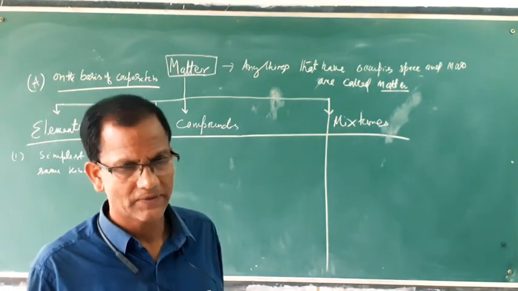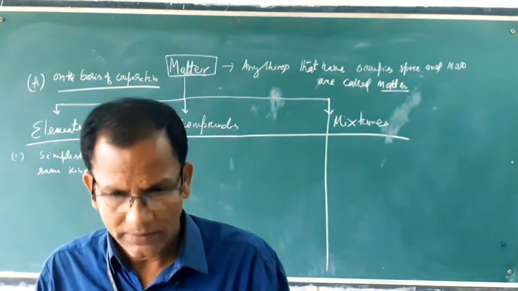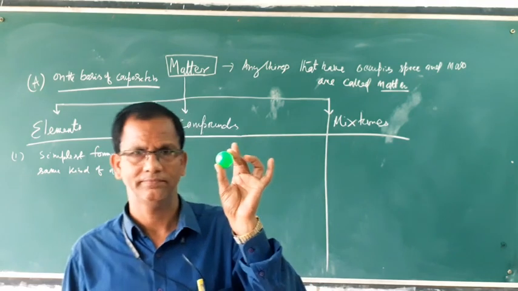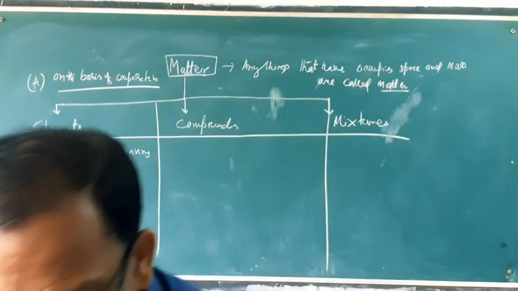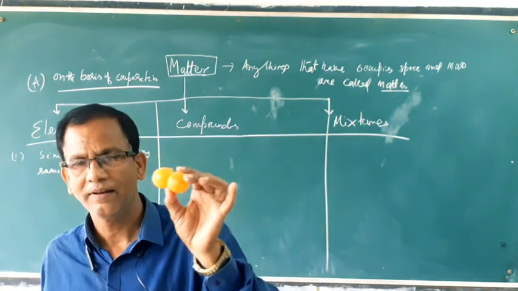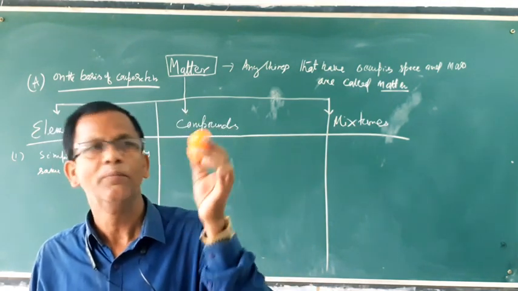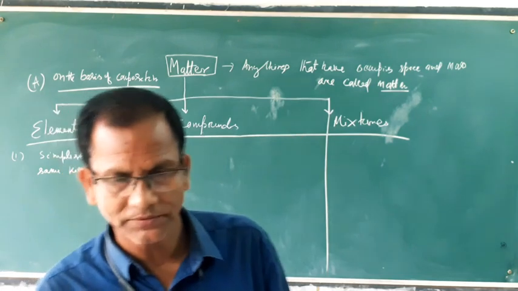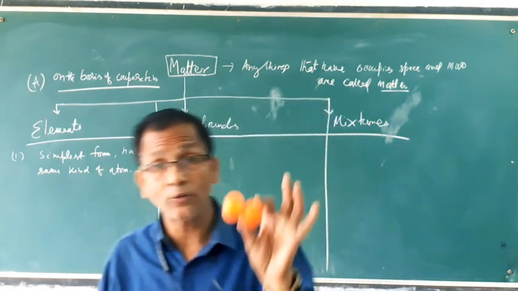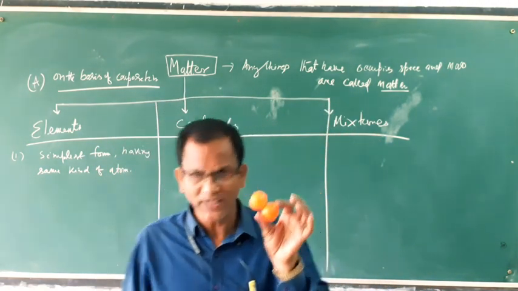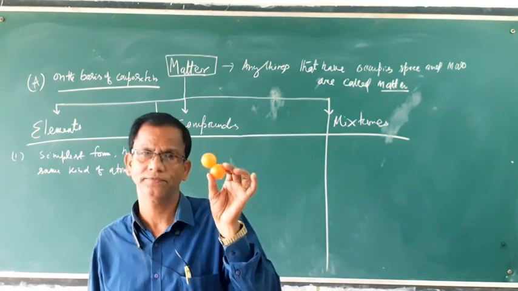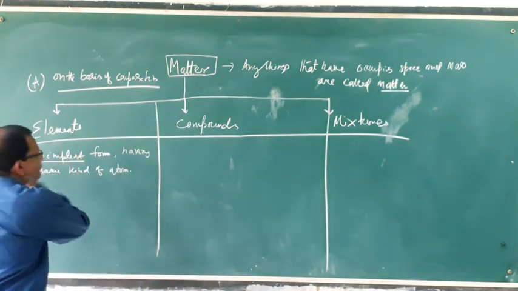For example, this is one atom. It is a single atom. But this one is made of two atoms. It may be made of more than one atom, but the nature of the atoms is the same. Similar types of atoms it consists of. That's why it is called simplest form.